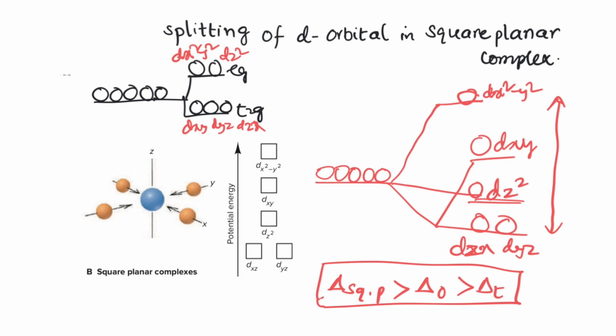So along the axis there is dx square y square, therefore that is in the higher energy level. In between the axes, dxy, that's a little lower energy level. But next, totally in between the axes, generally dzx and dyz, that's why very low energy. Along the axis, which is dz square, that's why a little higher energy. Totally, we got the energy differences among all the d orbitals.